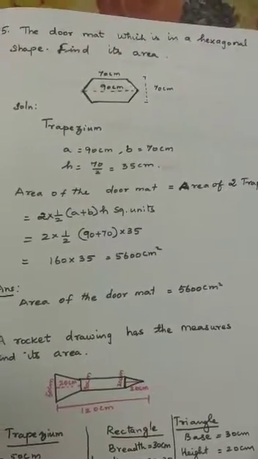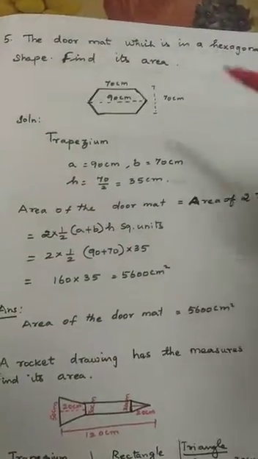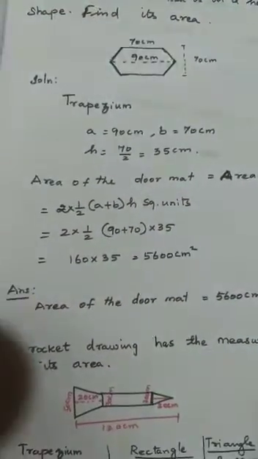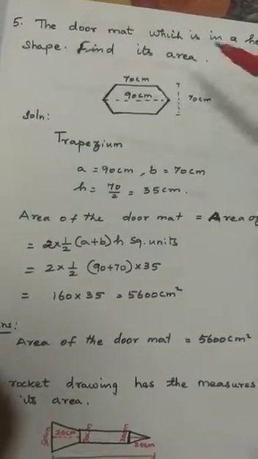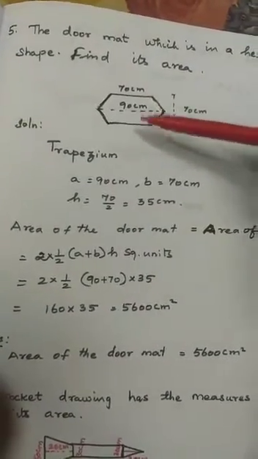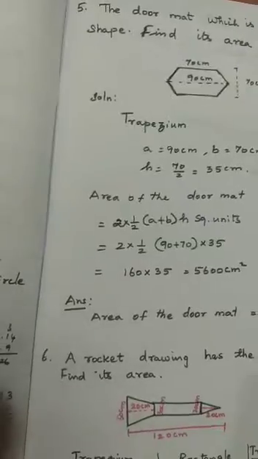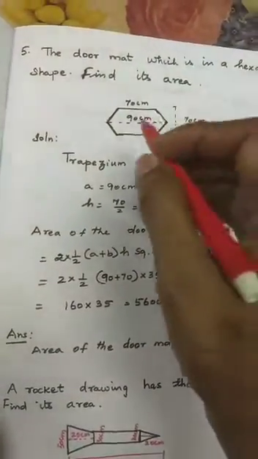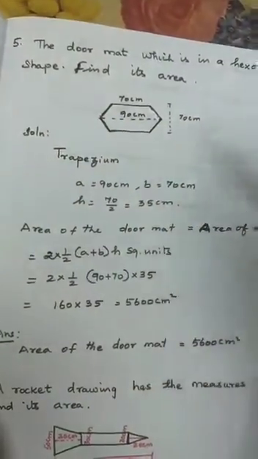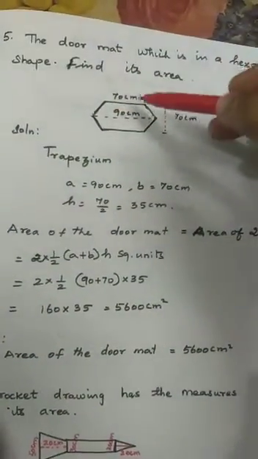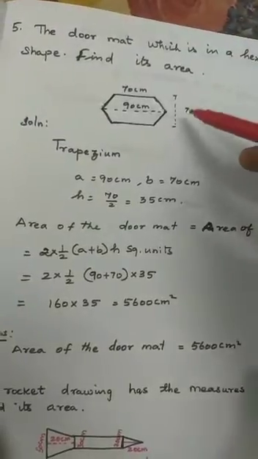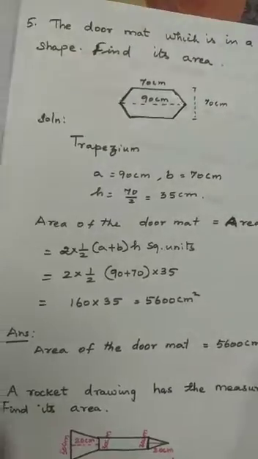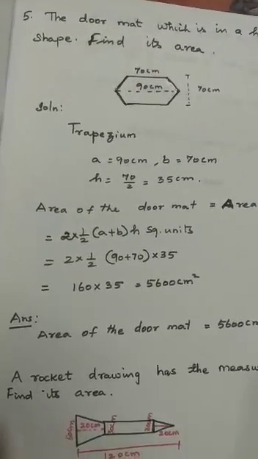Then the fifth problem. The doormat which is in a hexagonal shape, find its area. Hexagon means how many sides? 1, 2, 3, 4, 5, 6 sides. Hexagon. They have given the measurements in the diagram itself. 90 centimeter here, then 70 centimeter here, then the height is 70 centimeter.